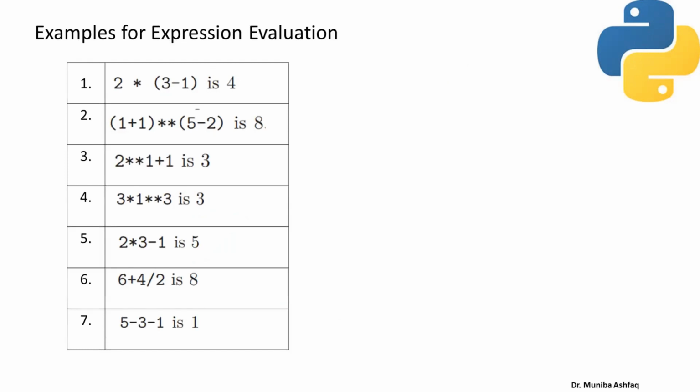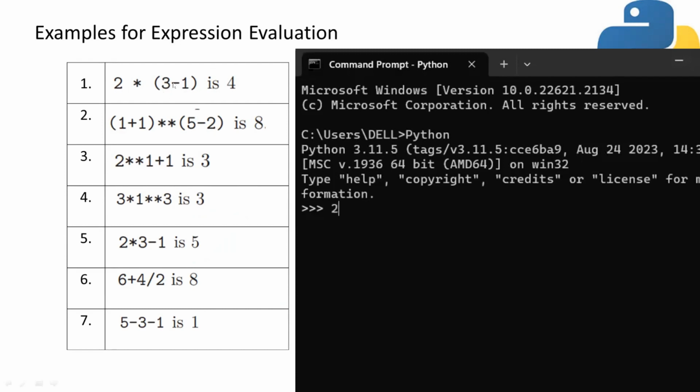Example of expression evaluation. You can see that if we follow the level of precedence, or the order of precedence of these operators, in the first example, within the parentheses, we have 3 minus 1. So in this case, parenthesis has the highest precedence. So we will evaluate this first, which is 3 minus 1 equals 2, and then 2 star 2 becomes 4. So this is the result.